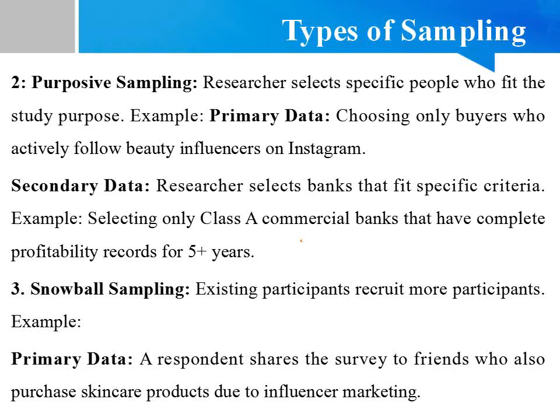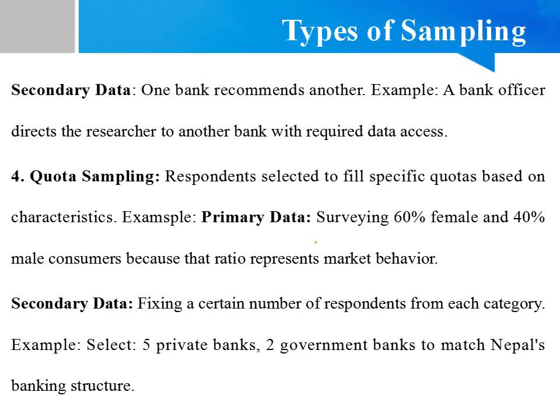3. Snowball sampling. Existing participants recruit more participants. Example: primary data, a respondent shares the survey with friends who also purchase skincare products due to influencer marketing. Secondary data. One bank recommends another. Example: a bank officer directs the researcher to another bank with required data access.